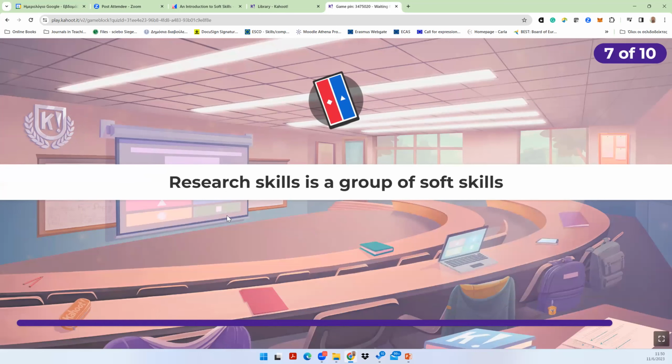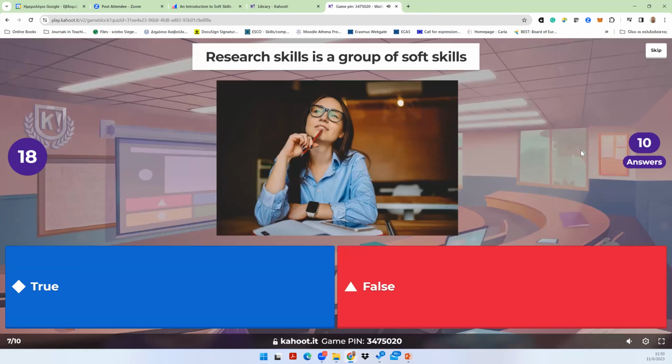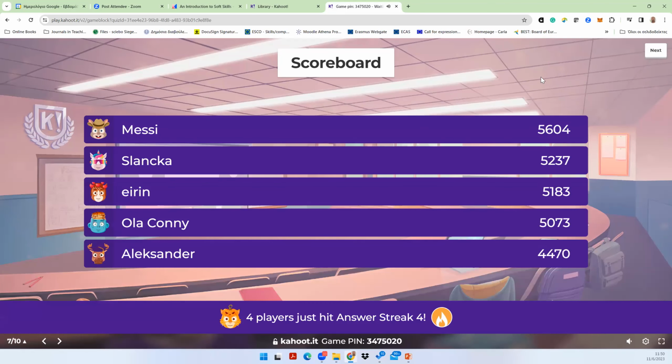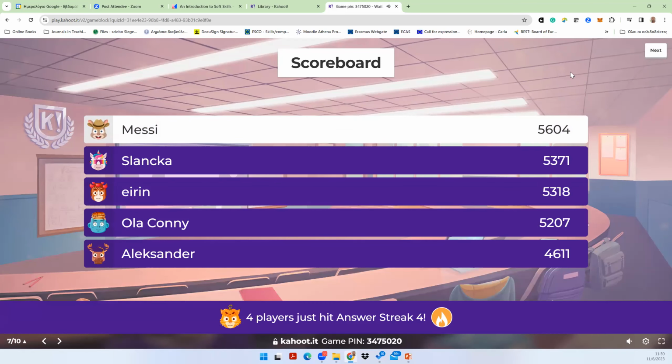I would like at the end of the day to learn: research skills is a group of soft skills. You should think, research skills is curiosity, trying to apply something new, openness, listening to the others because you need to collaborate with the different disciplines, and critical thinking because you should read and decide what you are going to include. Excellent. Are research skills soft skills?